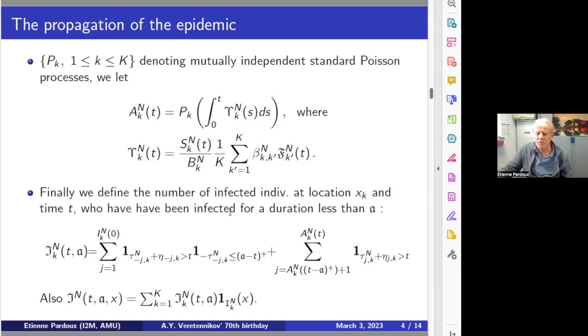Finally, we define the number of infected individuals at location x_k and time t who have been infected for a duration less than a, and this is J^n_k(t,a). It counts those who were infected at time 0 and have been infected for a duration less than a, plus those who were infected after time 0 and are still infected. You see, this is larger than t. They are not yet recovered, but they have also been infected for a duration less than a. Again, we define this as a function of x by the same kind of formula as for the other quantities.